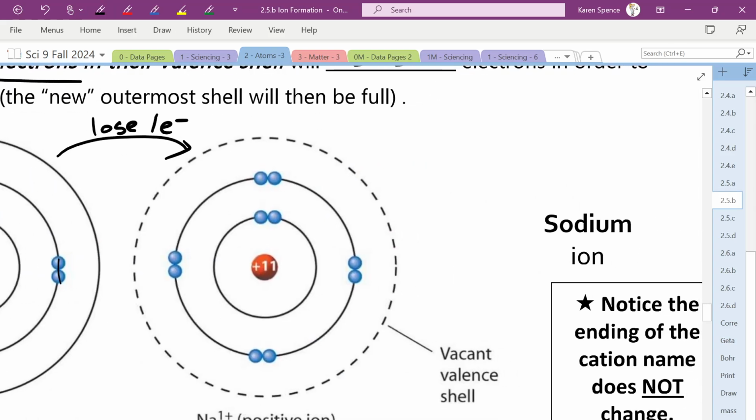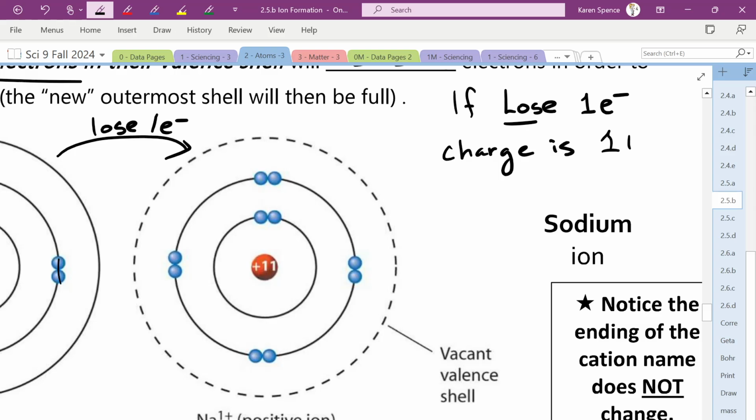Now let's think about this. If you lose 1 negative thing, what does the charge become? Charge is how much? 1 plus. Yeah, so if you're losing 1 negative thing, you become positive 1.